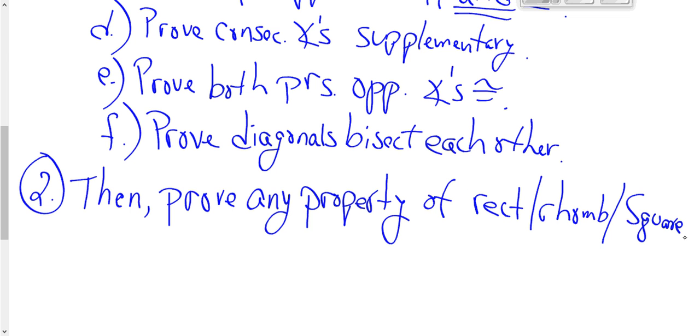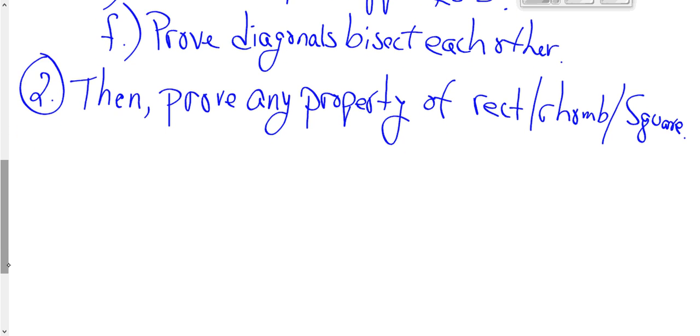Okay? So, for example, let's say you've proven or you've been given it's a parallelogram and they want you to prove that it's a rectangle. What might you do? What might you try and prove to make that parallelogram a rectangle? What's that? Okay, that's one way. Diagonals congruent. I'm not going to list them all. What else could you prove? Huh? 4 right angles. You could prove that it has 4 right angles.